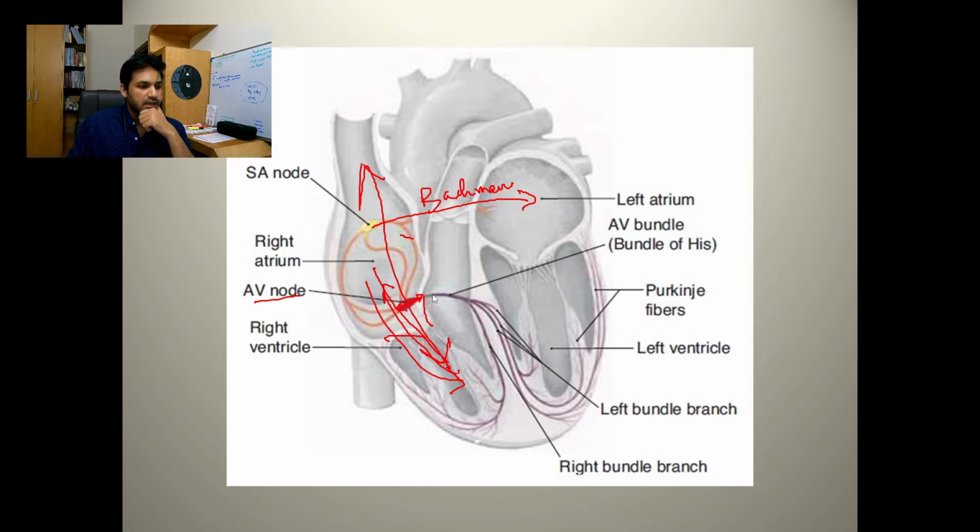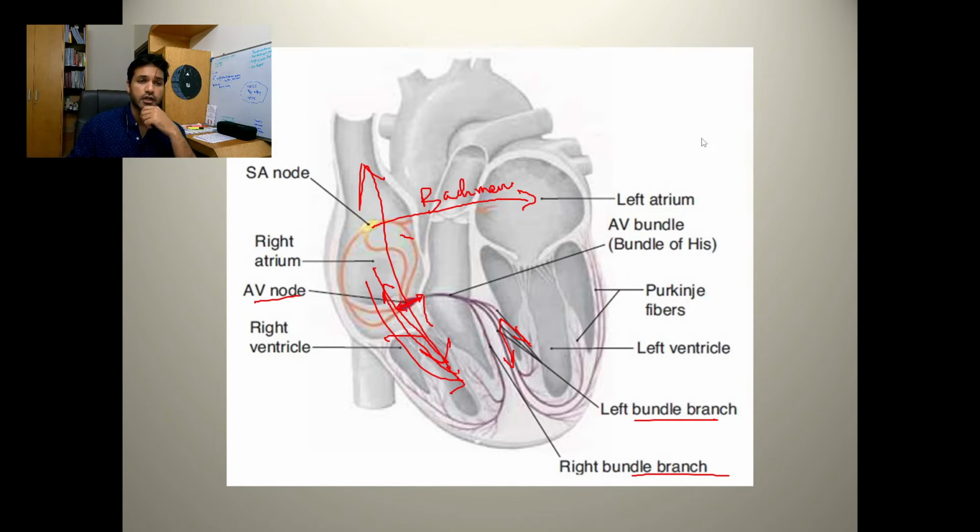Okay, so after the AV node, the current passes to the bundle of His, and after that it goes through the right and the left bundle branch. The left is actually divided into the anterior fascicle and the posterior fascicle, and you don't need to know that level of detail unless you're talking about fascicular blocks. And after that we have the Purkinje fibers.